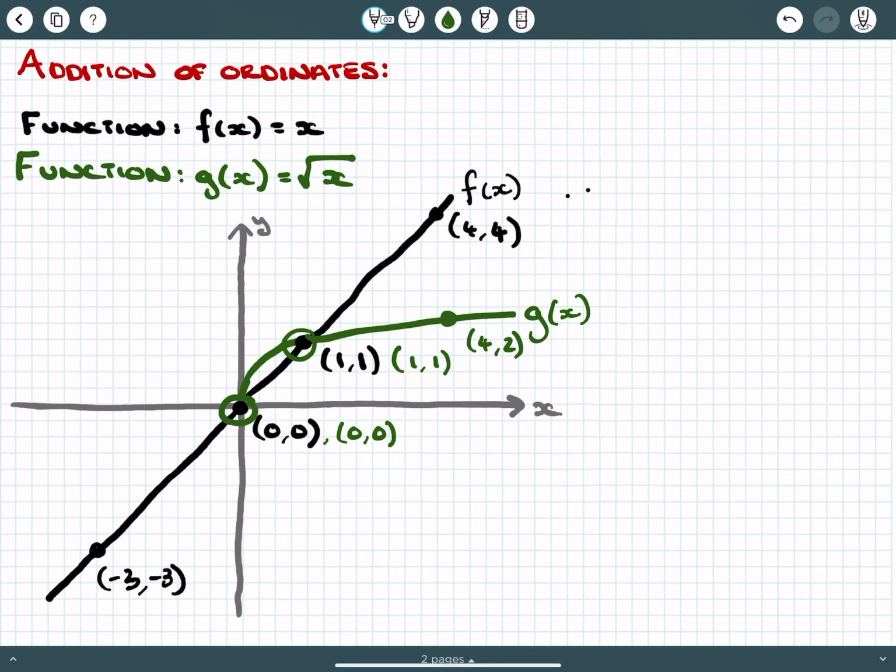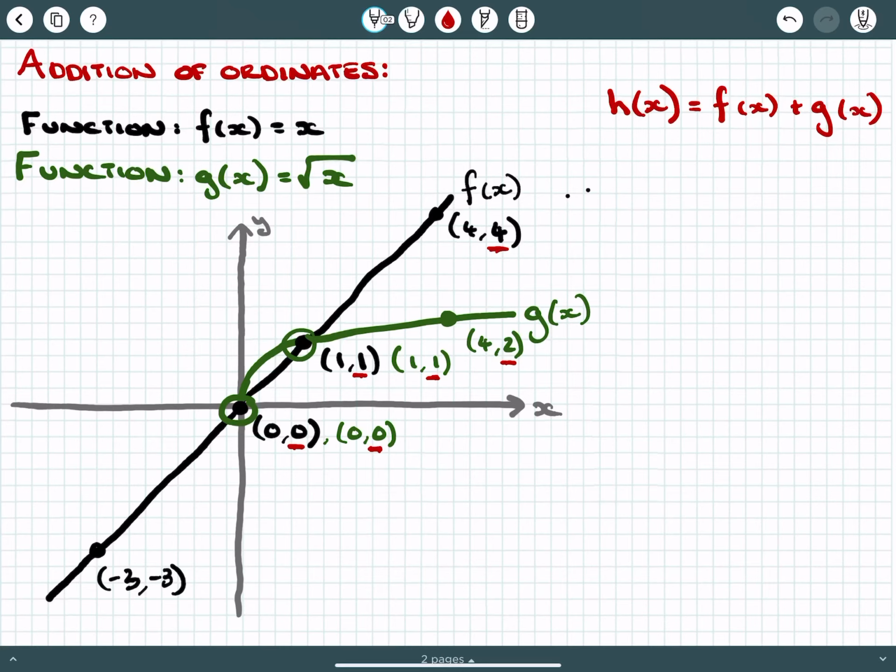Now the idea is that what we want to do when we're wanting to sketch, and we're going to say our addition of ordinates is h(x) equals f(x) plus g(x), what we are wanting to do is to add the coordinates. Now, specifically the coordinates that we're adding are the y coordinates of each of these respective values of x.